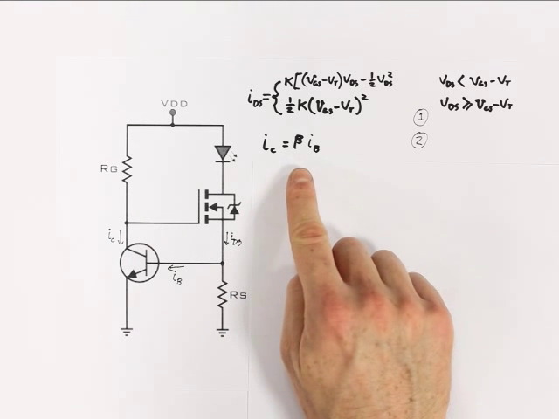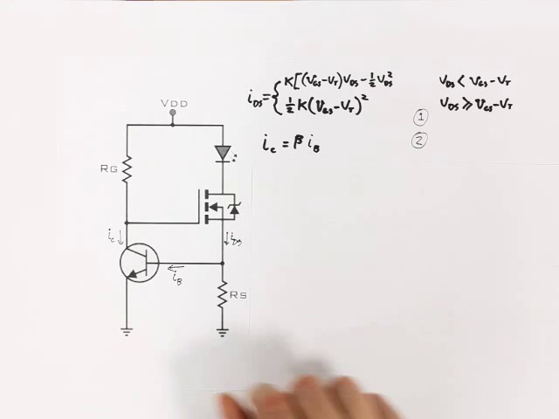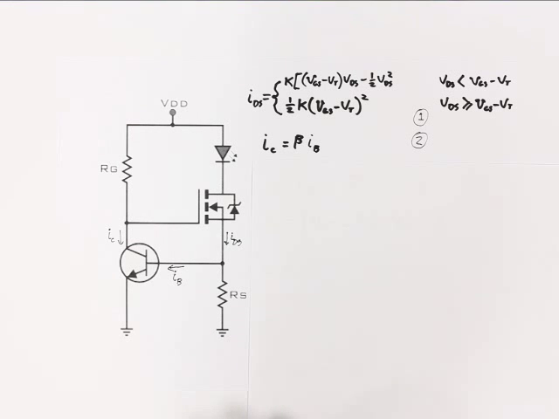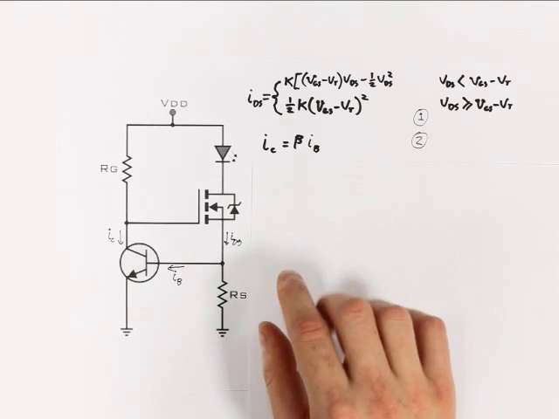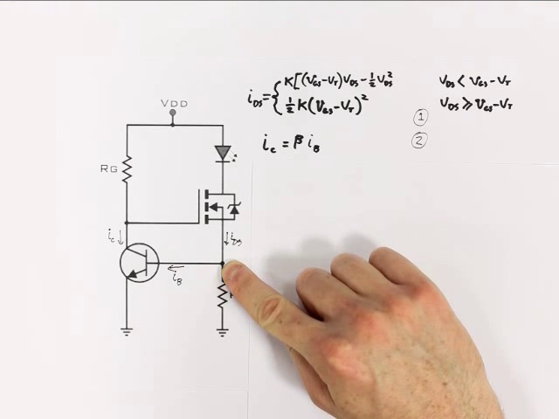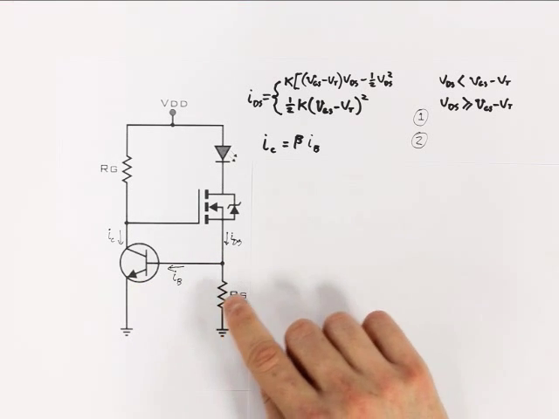And beta will be in the order of between 100 and 800 for the BJT I've chosen, at least. BJTs do tend to have very high gains compared to MOSFETs. So next we can use KCL at this node in order to calculate the current that our circuit puts into the base of the BJT.